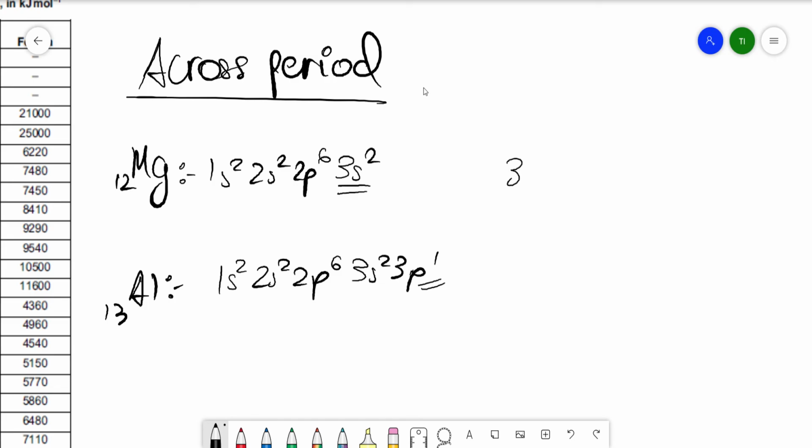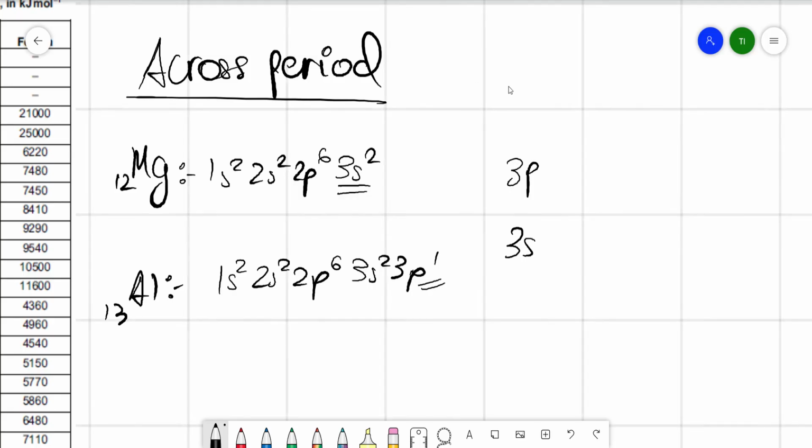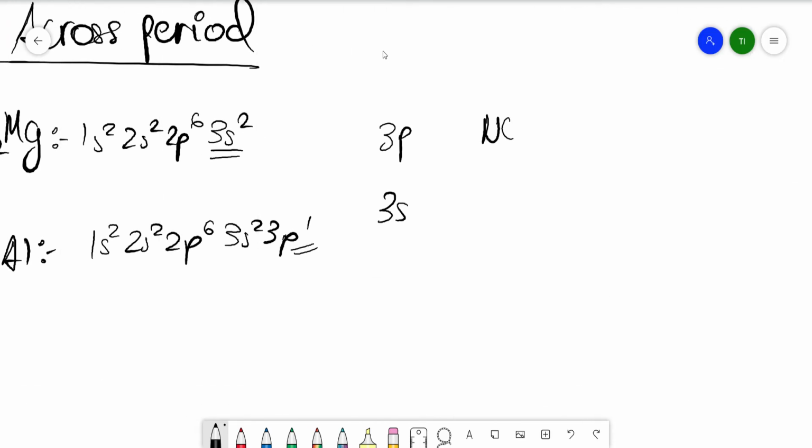And recall that 3p is in a higher energy level than 3s, right? So despite the nuclear charge increasing, there is a slight increase in the distance between the outer electron and the nucleus. And because of that, there's also an increase in shielding effect. Because of these two increases, this outweighs the effect of the increasing nuclear charge, and therefore the ionization energy of aluminium is lower than Mg, the first ionization energy at least.